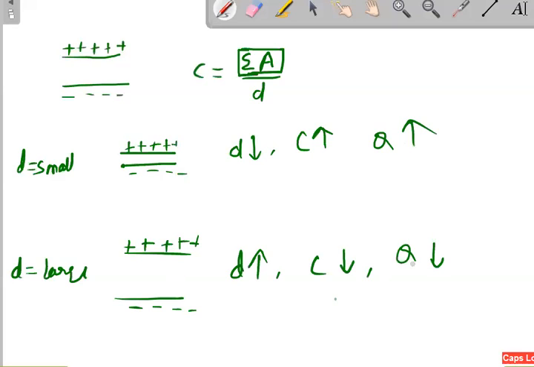Here you have to understand the effect of capacitor. The capacitance value depends on how easily you are inducing the charge in the plate. If the plates are very close to each other, you can easily induce the charge.